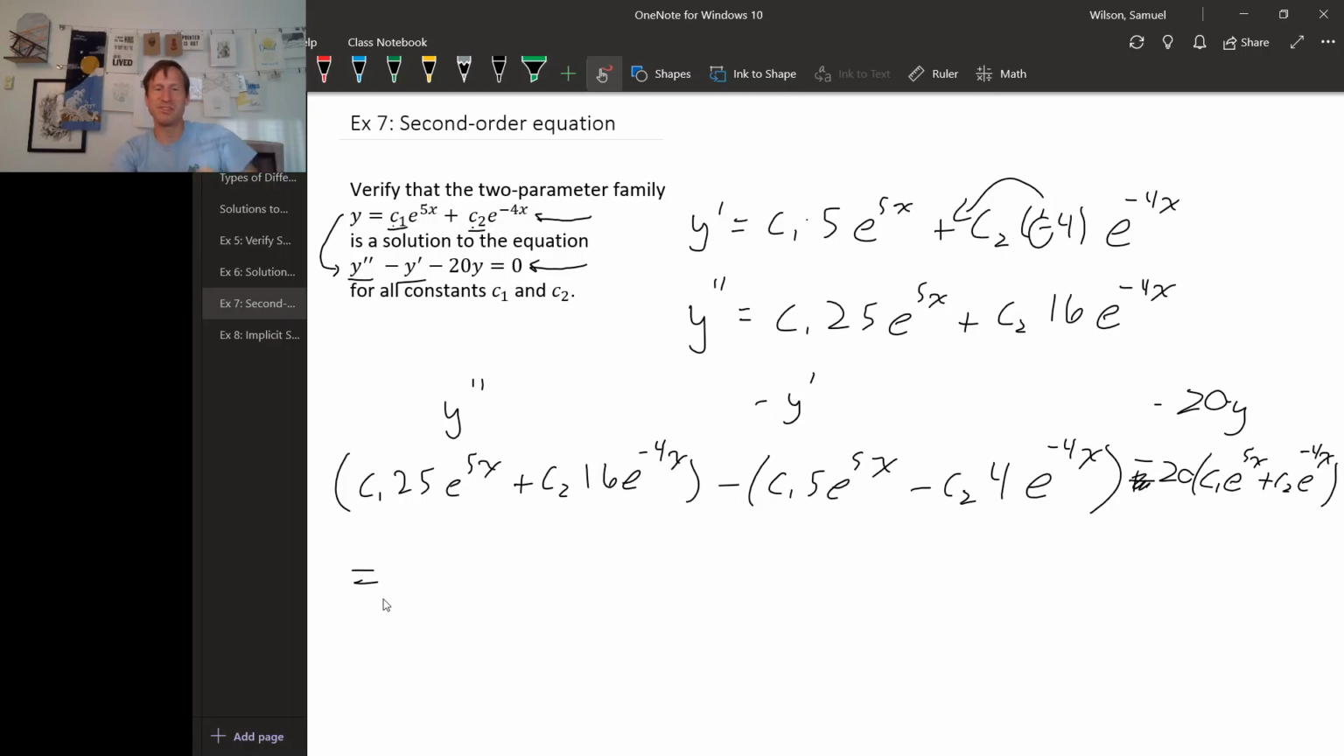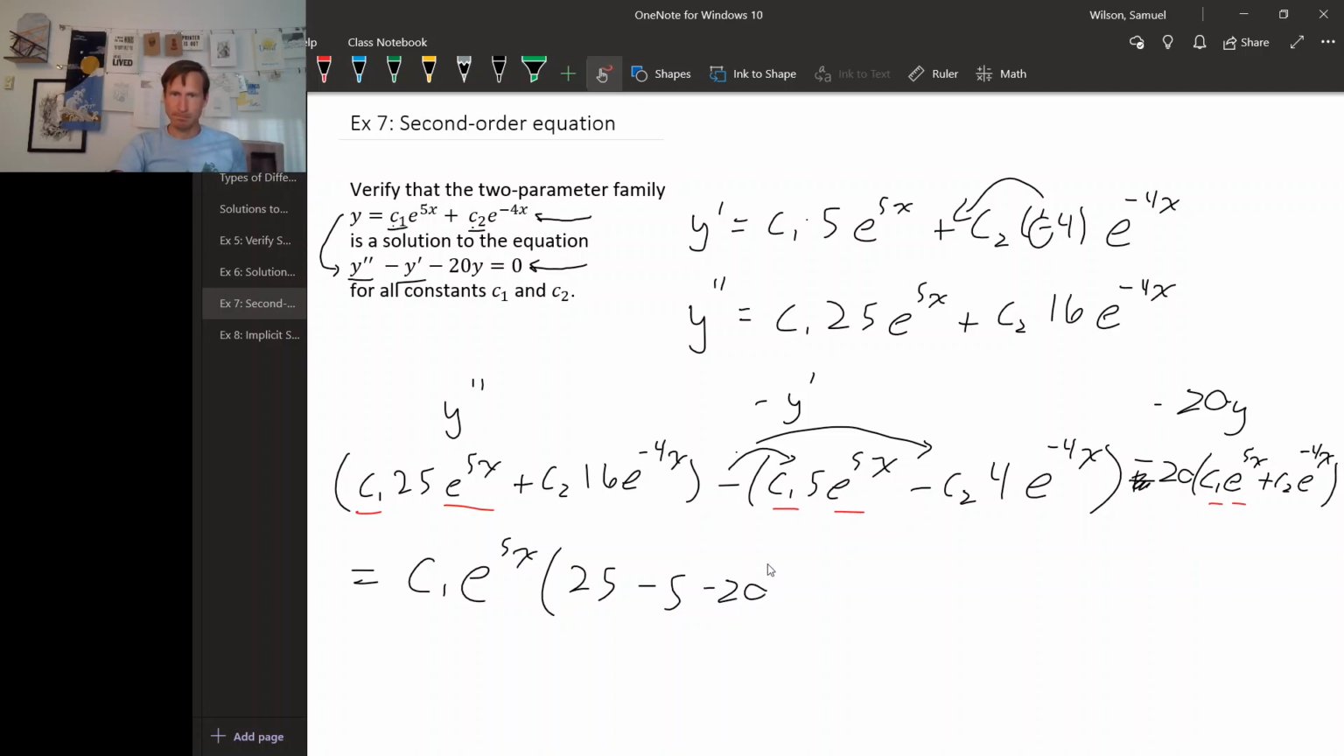Let's see what we get when we simplify this. So let's see. For all of my e to the 5x terms, they all also have c1. So let's factor c1 e to the 5x out of those terms. We have a 25, and then a minus 5. Don't forget to distribute that minus sign. And we have a minus 20. So that's the e to the 5x terms.